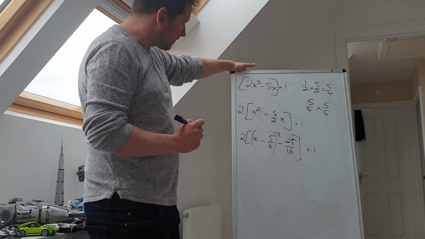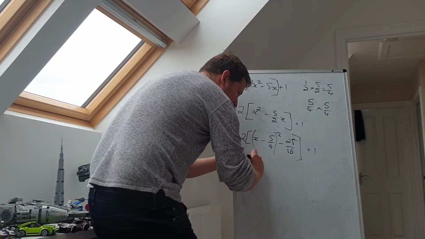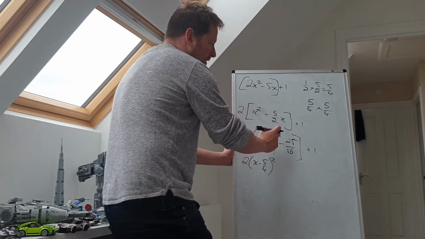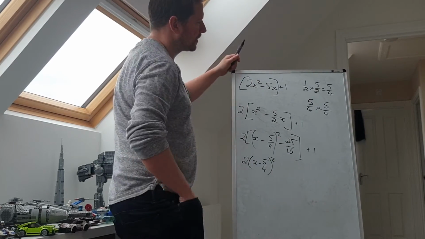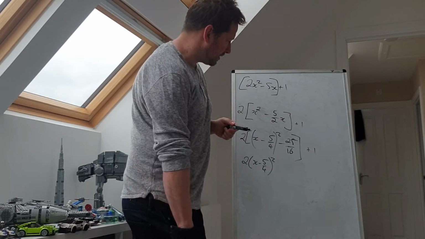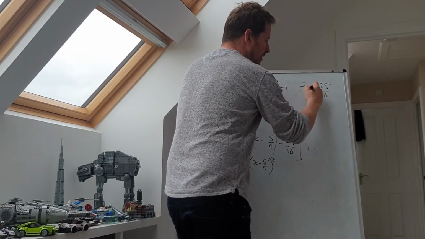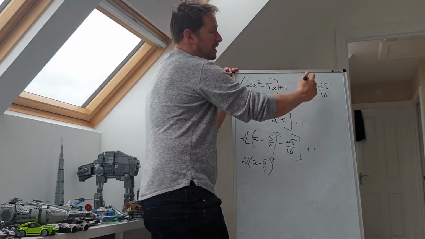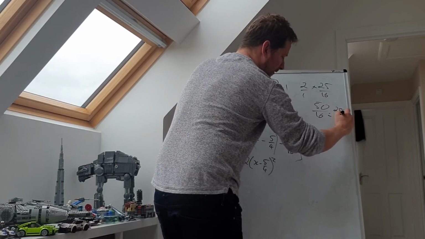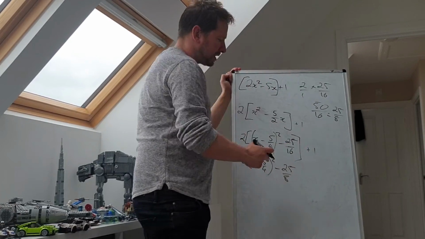Now the next thing we do is we're going to multiply the 2. So I'm going to have 2 lots of this bracket, which is going to be 2 lots of x minus 5 over 4 squared, 2 lots of 25 over 16. So again, feel free just to do some extra working on the side if you're not confident on your mental maths. So 2 times by 25 over 16, that's the same as 2 over 1, so that's going to be 50 over 16, or 25 over 8. So minus 25 over 8, then I've got that plus 1.